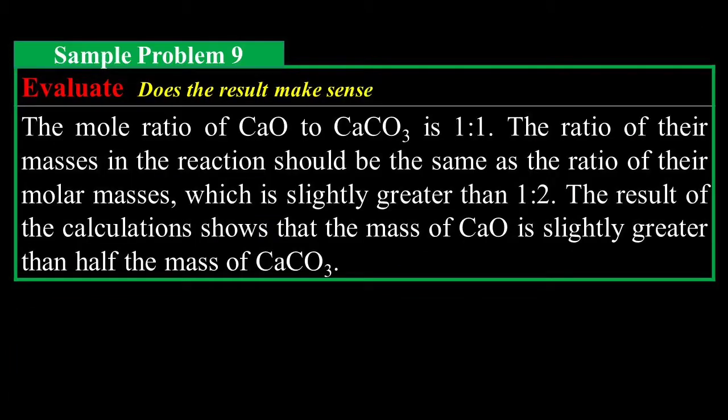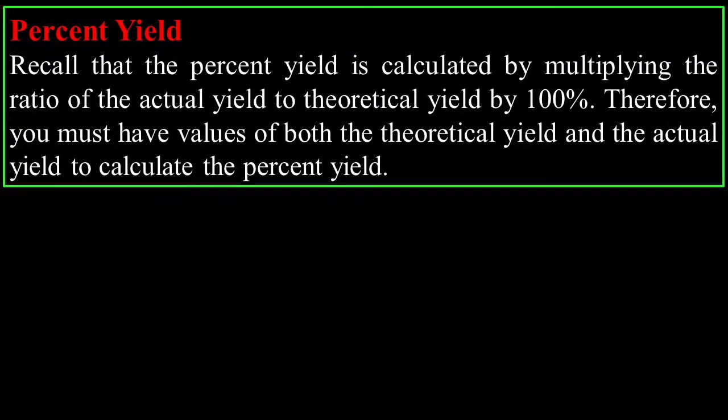The mole ratio of 1 calcium oxide to 1 calcium carbonate is 1 to 1. The ratio of their masses in the reaction should be the same as the ratio of their molar masses, which is slightly greater than 1 to 2. The result of the calculation shows that the mass of calcium oxide is slightly greater than half the mass of calcium carbonate. Recall the percent yield is calculated by multiplying the ratio of the actual yield to theoretical yield by 100%. Therefore, you must have values of both the theoretical yield and the actual yield to calculate the percent yield.